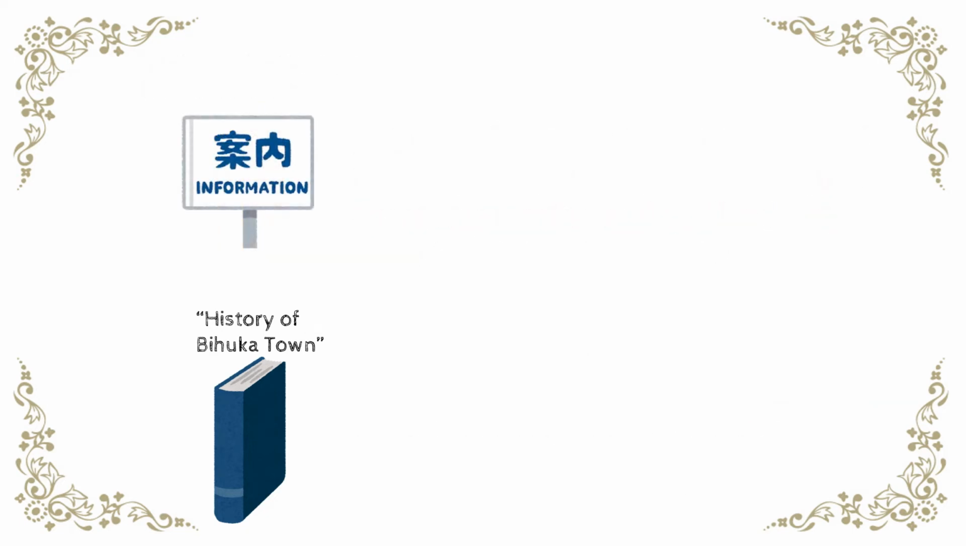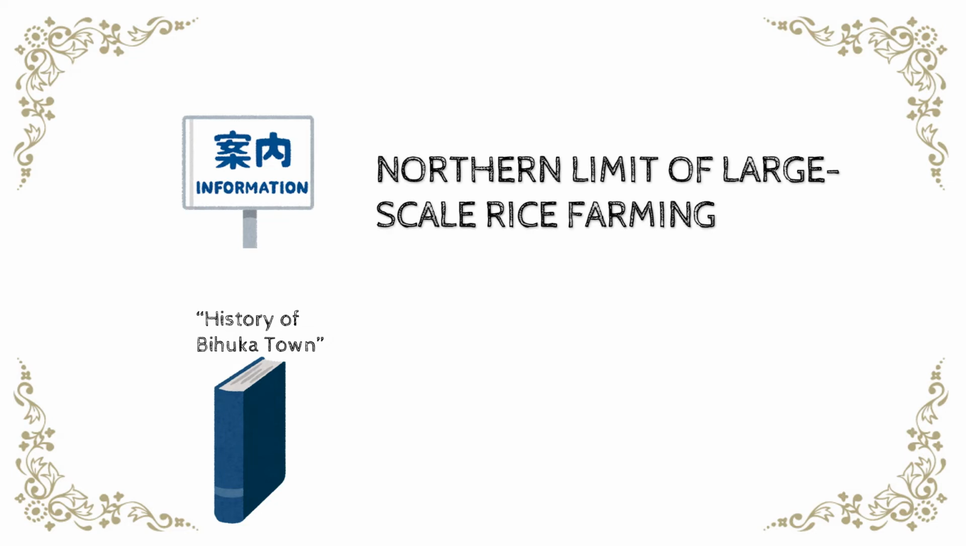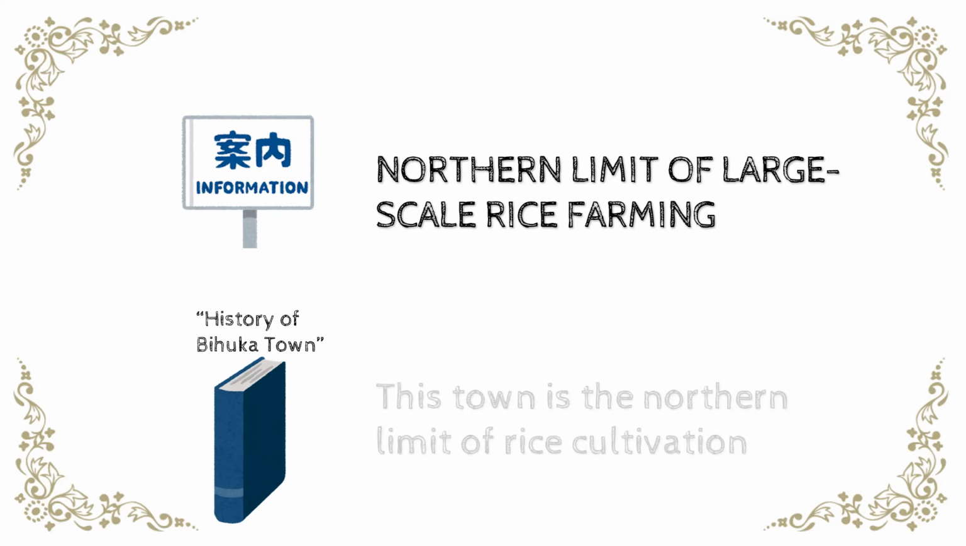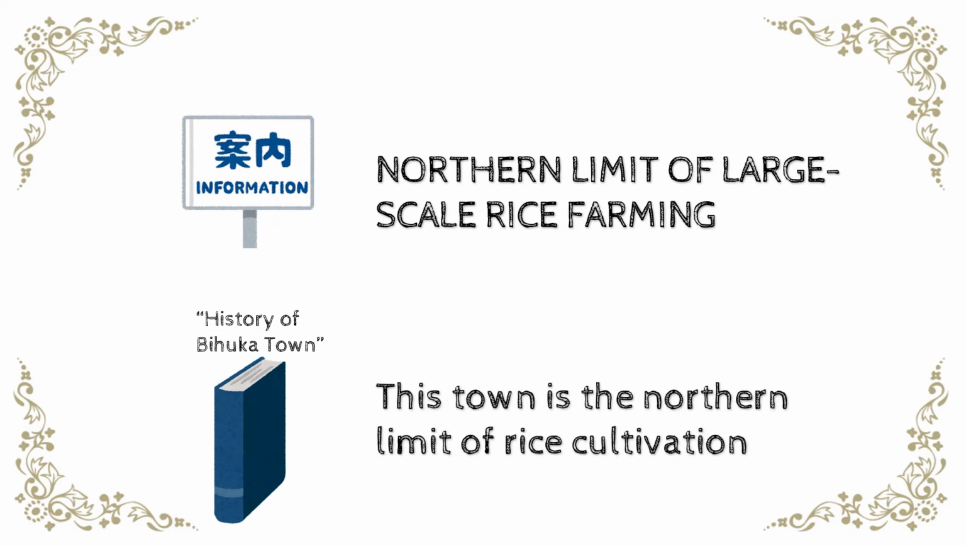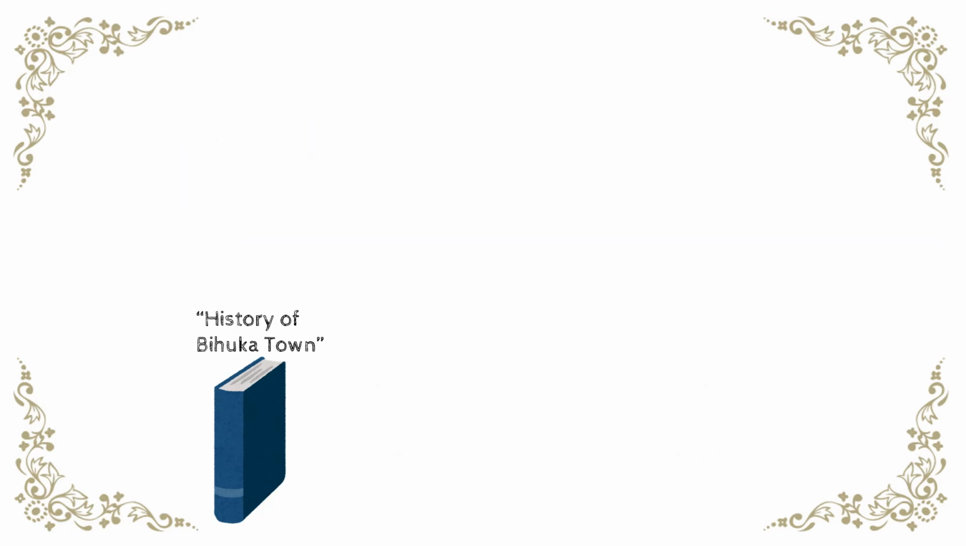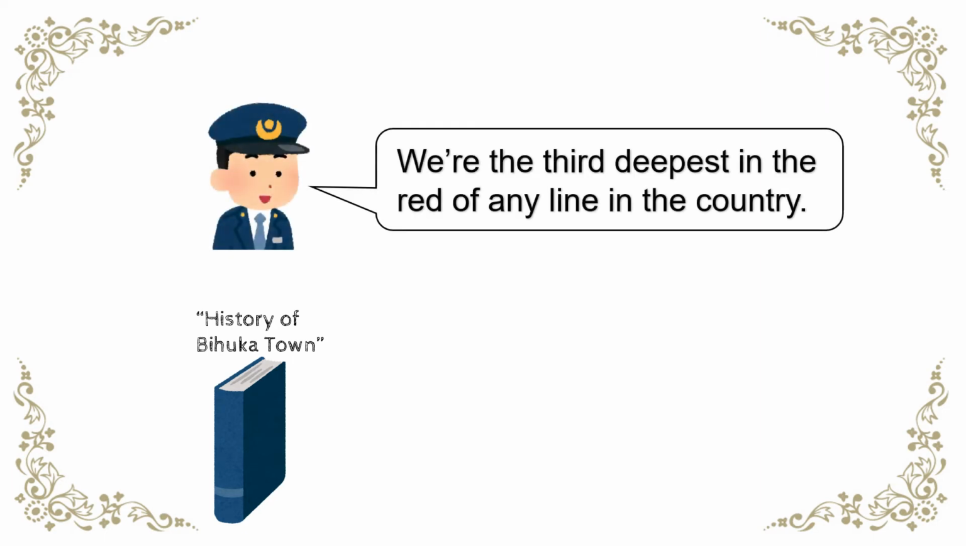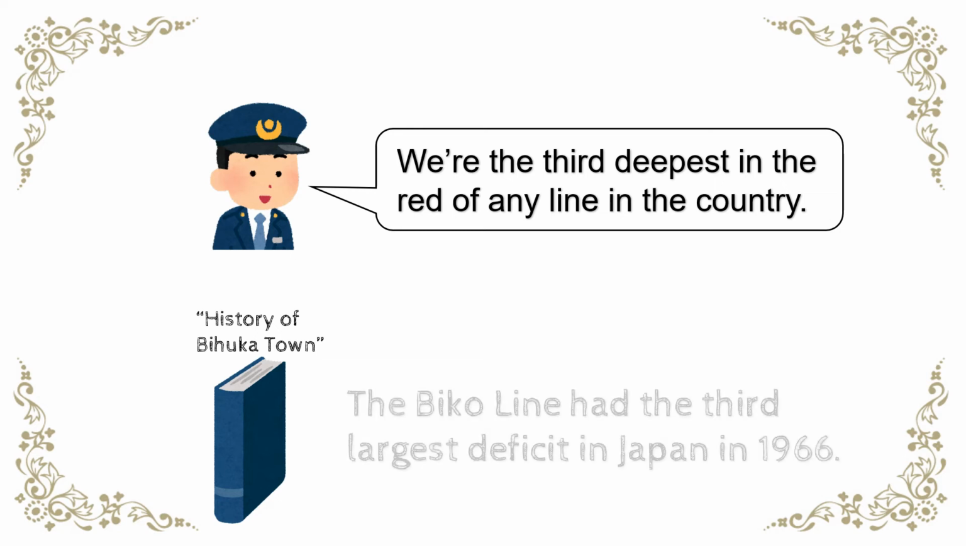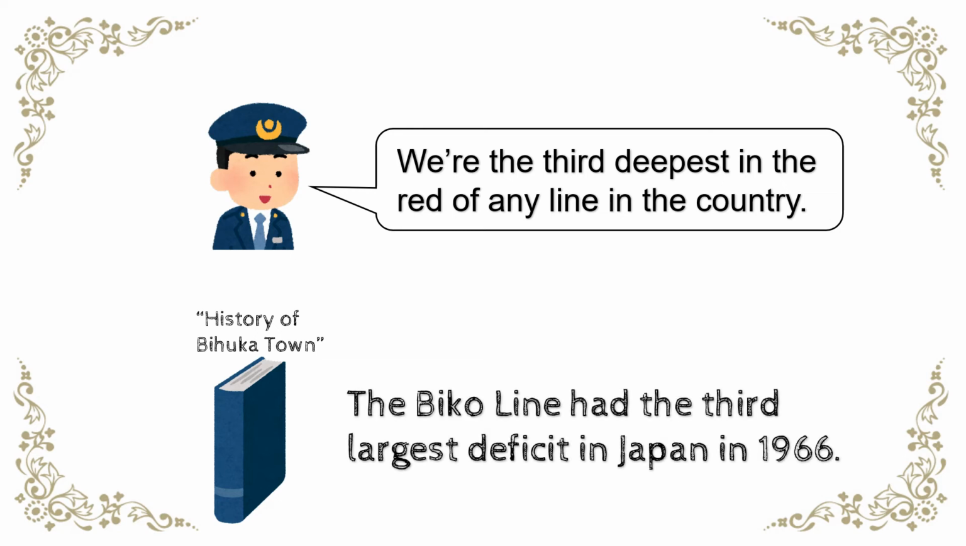In the work, the Information Board of Junitaki Township says that it is the northern limit of large-scale rice farming. The history of Bifuka town repeatedly states that this town is the northern limit of rice cultivation. There is a scene in which a station attendant in Junitaki says, "We're the third deepest in the red of any line in the country." The history of Bifuka town also states that the Bihoku line had the third largest deficit in Japan, in 1966.